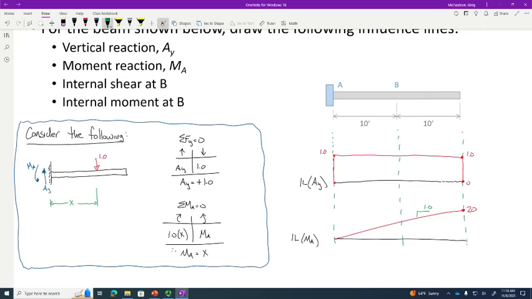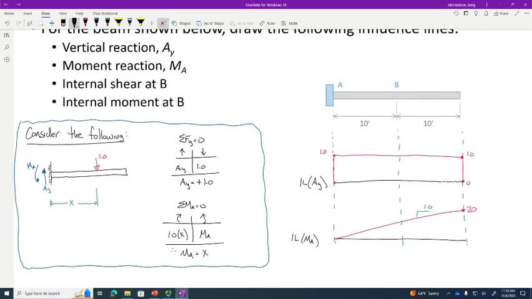Now that's the statics perspective. What about the kinematic Mueller-Breslau perspective? What did I do? I took this point and I moved it through a unit rotation. A rotation such that the slope is 1.